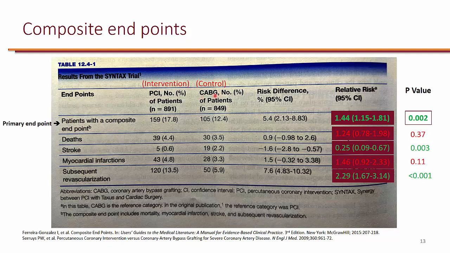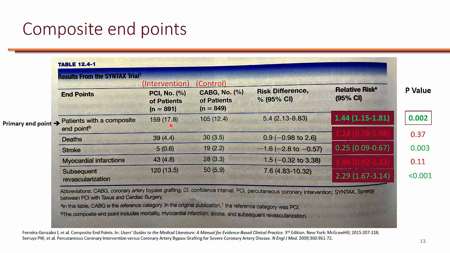CABG is a surgical intervention for people who, let's say, have a heart attack, and PCI, or percutaneous coronary intervention, is a less invasive way of dealing with a heart attack. So one is surgical, and one is a less invasive intervention. Regardless, what I'm trying to say is that there are no drugs involved here.